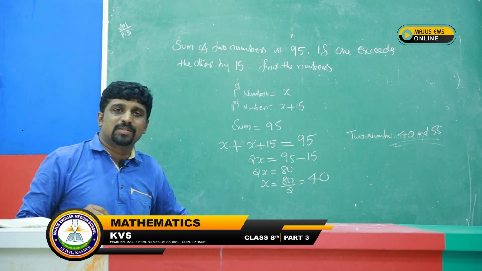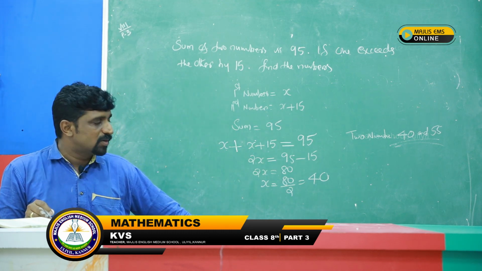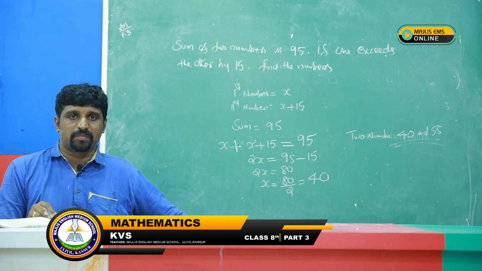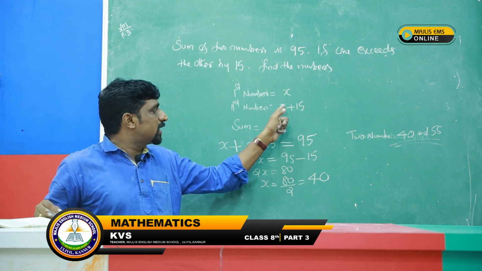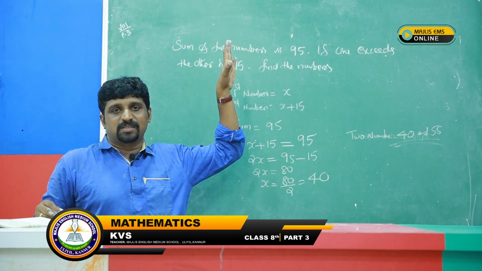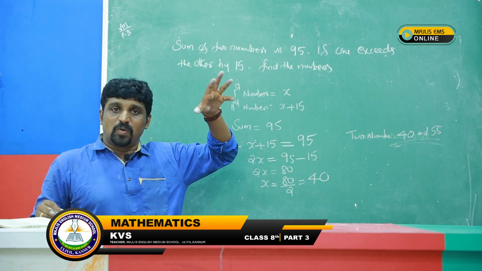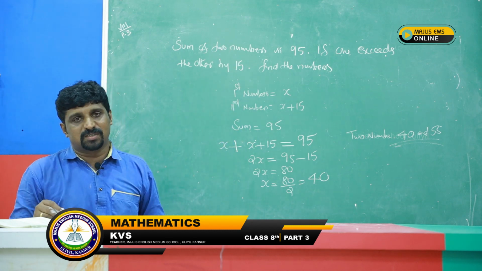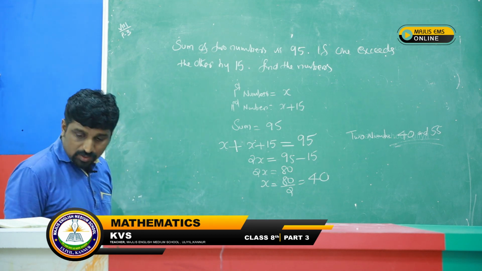We needed to find which are the numbers. Therefore, the answer is 40 and 55. You know where you got 55 from? x plus 15, that is 40 plus 15. Clear? We need to form the equation and solve it.